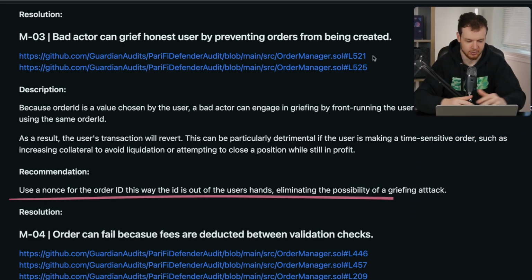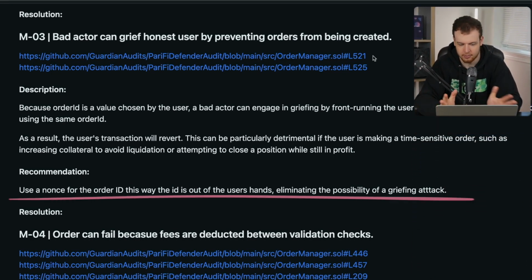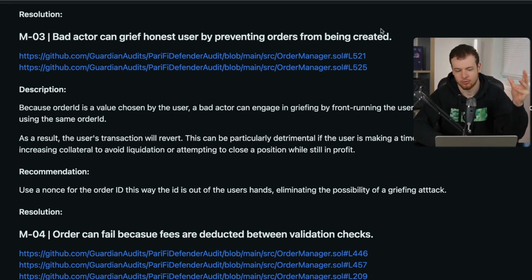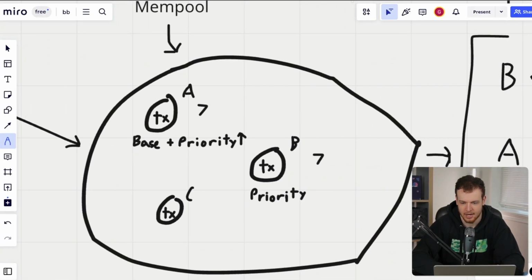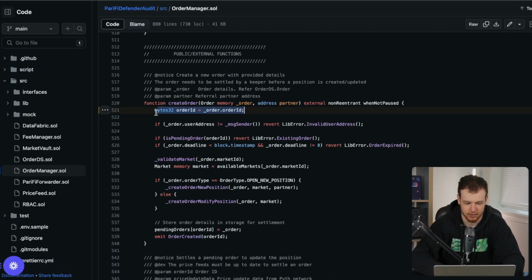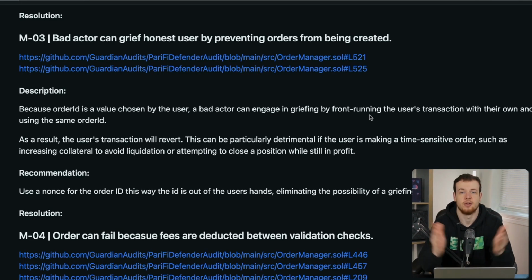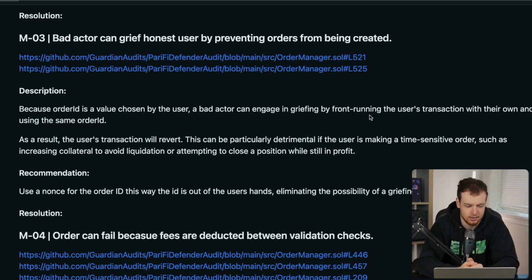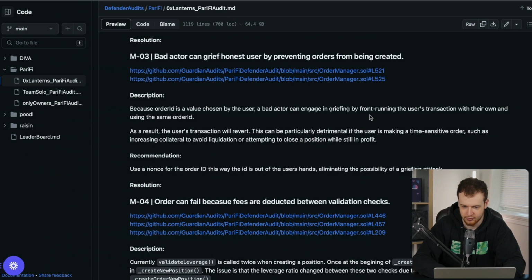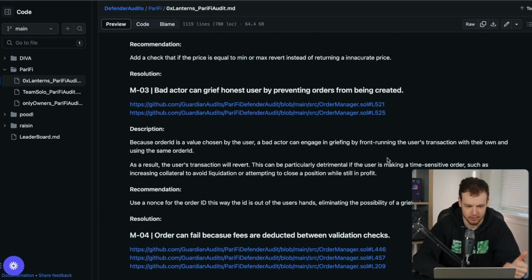And so the recommendation is, of course, to use some sort of a monotonically increasing nonce, or perhaps make the order ID a hash that includes the message.sender, so it's unique to the message sender. It can't just be something that you observe and then copy. It's something that actually depends on who the message.sender is at the time of constructing that order ID. And so this is a fantastic front-running attack by the 0xLanterns team in one of our Guardian Defender audit contests. Okay, so those are two great examples of different kinds of front-running attacks.